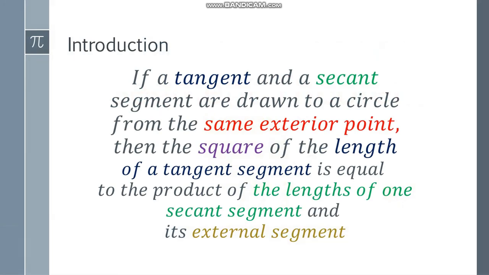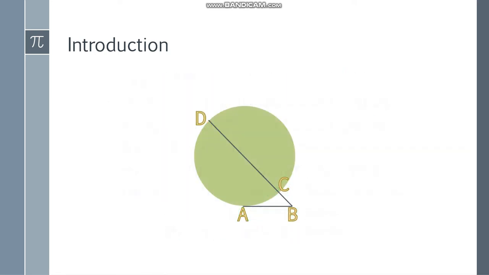If a tangent and a secant segment are drawn to a circle from the same exterior point, then the square of the length of a tangent segment is equal to the product of the lengths of one secant segment and its external segment. So let's have the figure first.